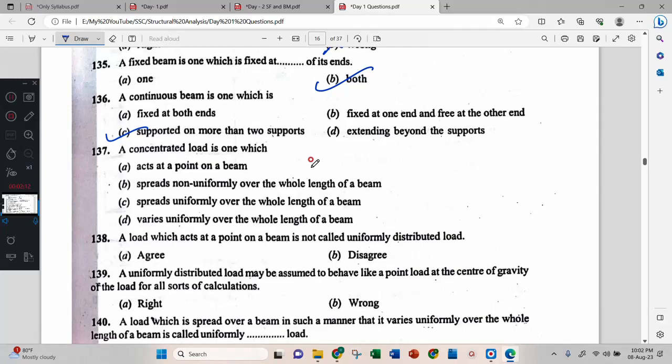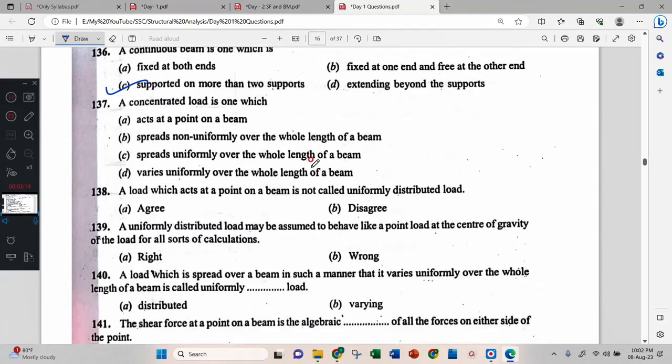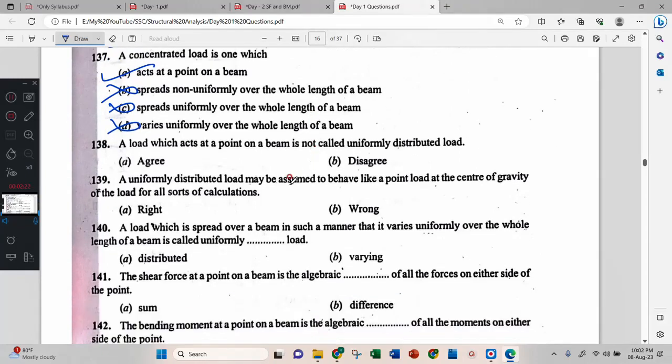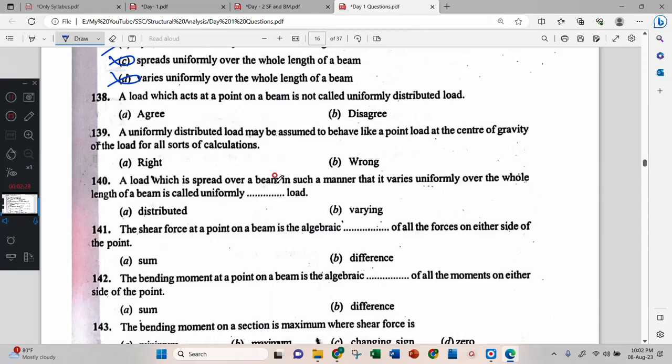A concentrated load is one which acts at a point on a beam. Right. Spreads? No. A load which acts at a point on a beam is called a uniformly distributed load. At a point, disagree.